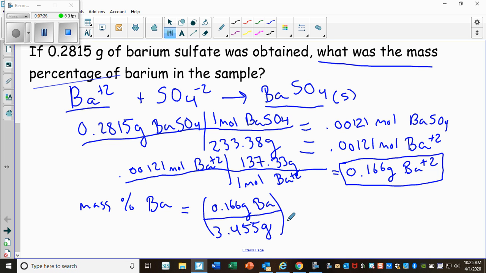So if you come across a situation where you're doing mass percent and you end up getting a percentage greater than 100, you probably want to step back and look at your previous calculations and see, hey, does this actually make sense? So to finish this up, make it a percentage, because you know it's going to be a decimal, so we want to multiply this by 100. We end up with 0.166 divided by 3.455, or is it 455 or 445? It is 455, good for me. So we end up with 4.8%.